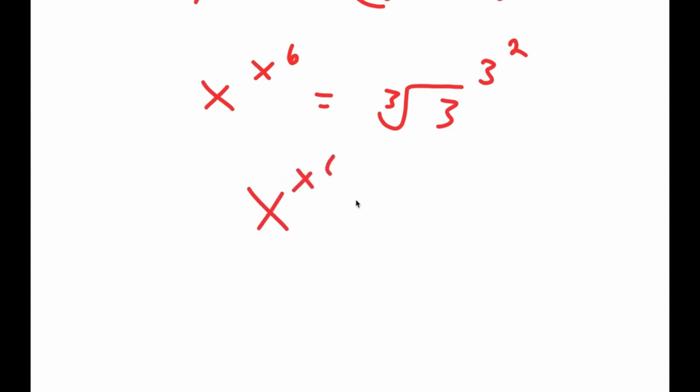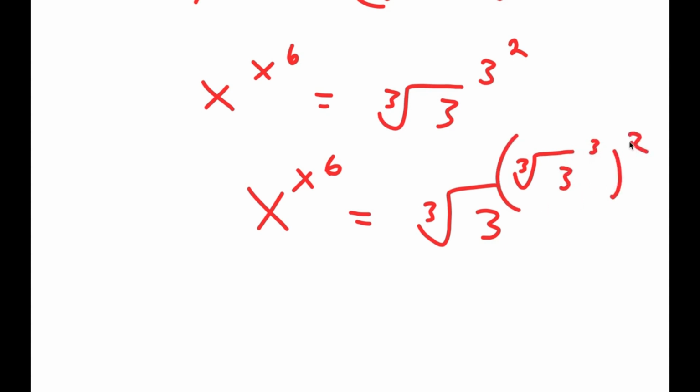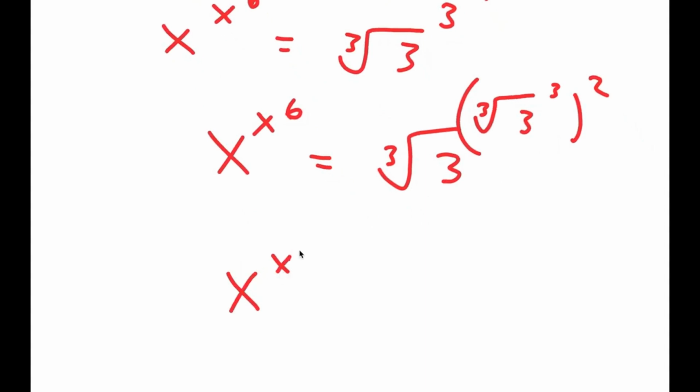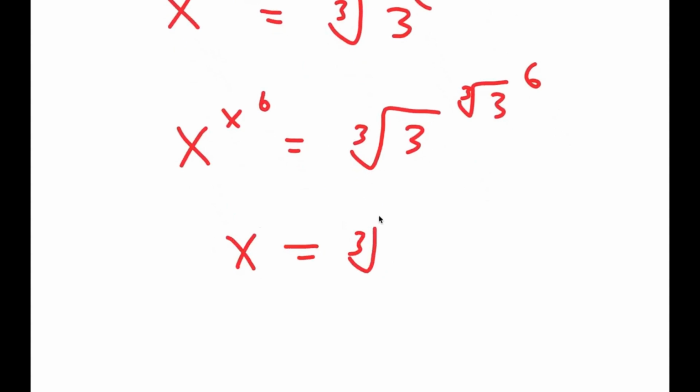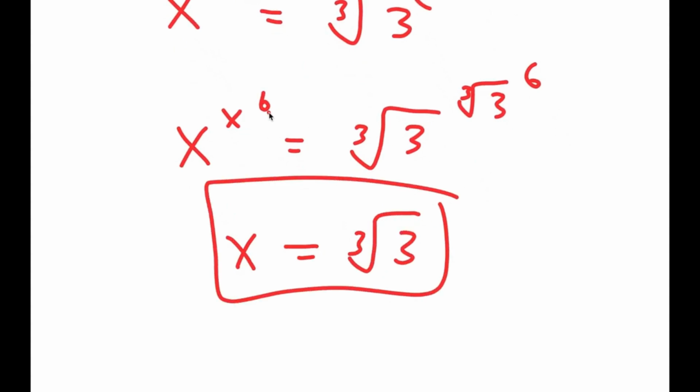Now from here, I get x to the power of x to the power of 6 is equal to the cube root of 3 to the power of the cube root of 3 to the power of 3 to the power of 2. And this is equal to the cube root of 3 to the power of the cube root of 3 to the power of 6. Meaning x is equal to the cube root of 3 because it's in the form x to the power of x to the power of 6. So x in this case is the cube root of 3.